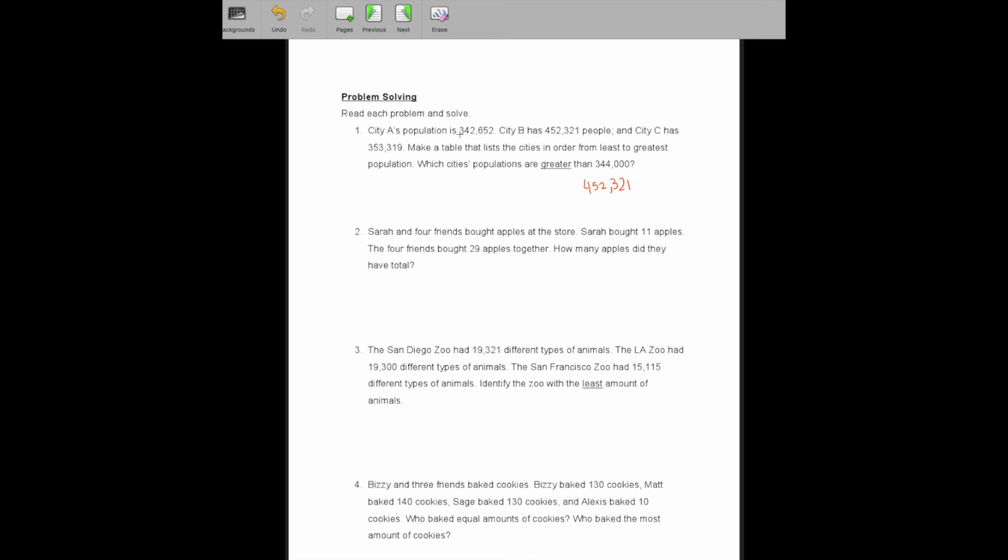Now we just have this one and this one. So the next digit is 4 versus 5. 5 is bigger, so City C is next. And then this is the last one. 3, 4, 2, 6, 5, 2. So we've answered this question.